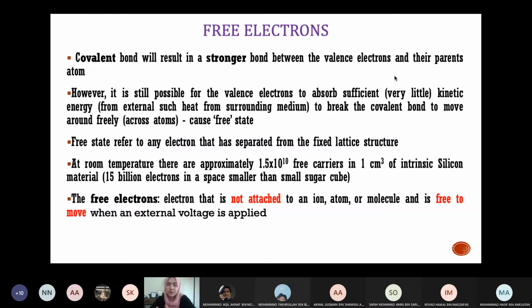Basically, when the atoms are given heat, these valence electrons will have sufficient energy to break away from the covalent bond. The valence electrons that break out from the covalent bond are what we call free electrons. A free electron is an electron that is not attached to an ion, atom or molecule and is free to move around when an external voltage is applied.